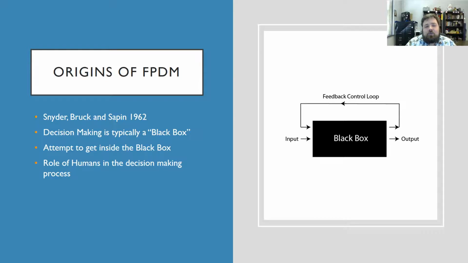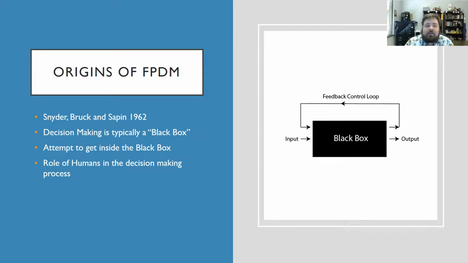So, the origins of foreign policy decision making. This approach to thinking about the international system goes all the way back to a work by Snyder, Bruck, and Sapin in 1962 called Foreign Policy Decision Making. In most traditional ways that we think about how decisions are made under foreign policy, we really think of the decision-making group as kind of a black box. Looking at this graphic, we have inputs that go in, then something happens, and then we get an output. We don't understand what's actually going on inside the black box.